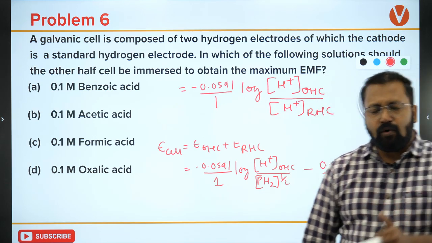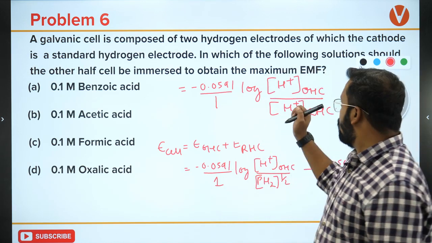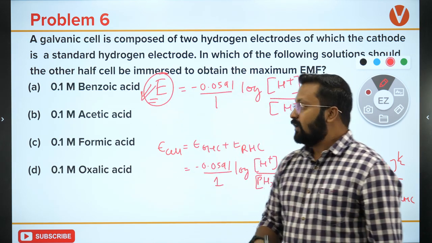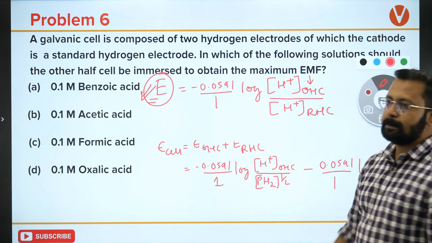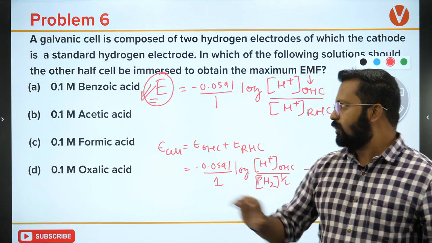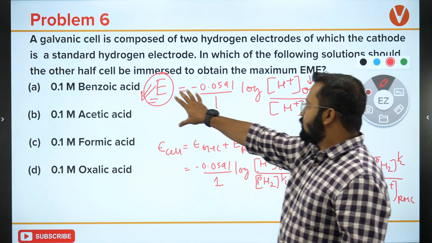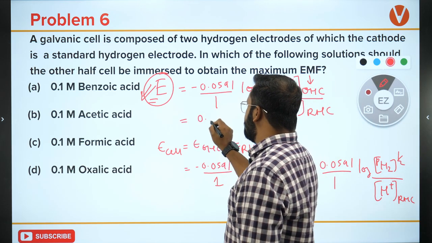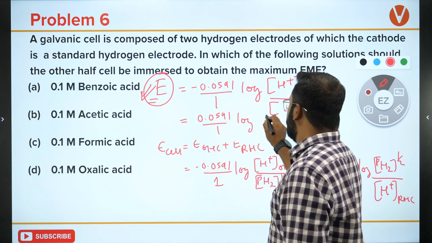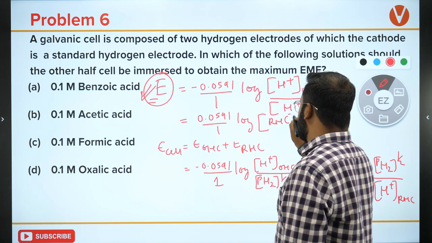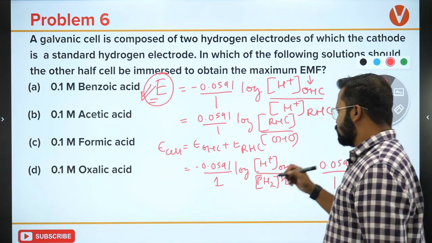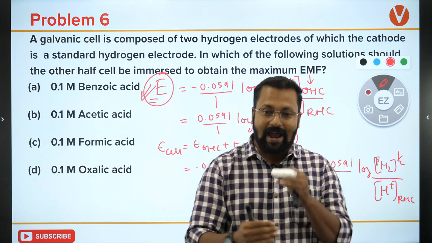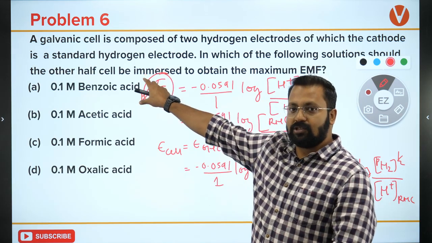Okay? If I want to obtain maximum EMF, if I want this to be maximum, I want this to be maximum, then this should be minimum. Is that understood? If E is maximum, if I want to maximize it, then this should be minimum. Or we can invert it: 0.0591 by 1 log of H plus ion concentration in the reduction half cell by H plus ion concentration in the oxidation half cell. So the H plus ion concentration in the oxidation half cell should be low. I should have the H plus ion concentration in the oxidation half cell as less as possible for this to be as positive as possible, as maximum as possible.